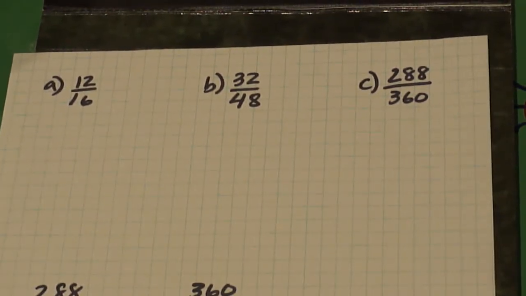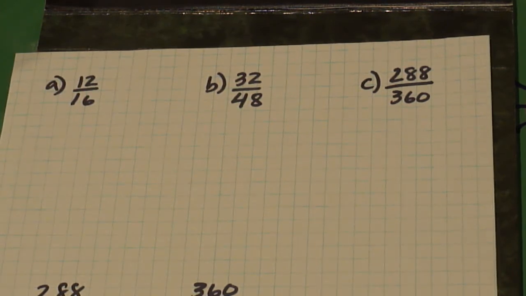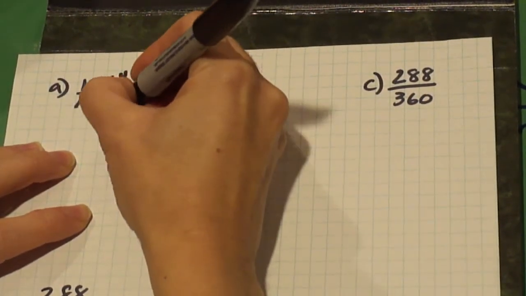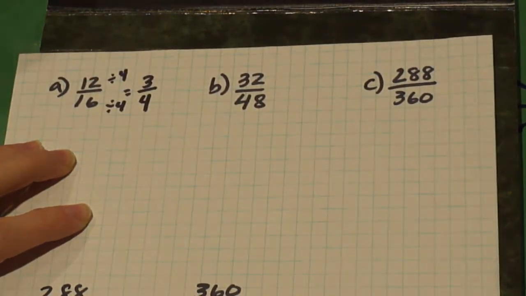Looking at the 3 warm-up questions, we can take the first one and simply see this as divide both by 4/4, which would be 3/4. I can divide this number by 4 and this number by 4. It's equivalent to 3/4 because I'm dividing out the same factor. 12/16 and 3/4 are equivalent, or equivalent fractions.